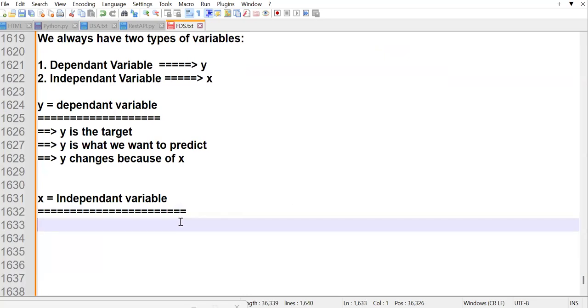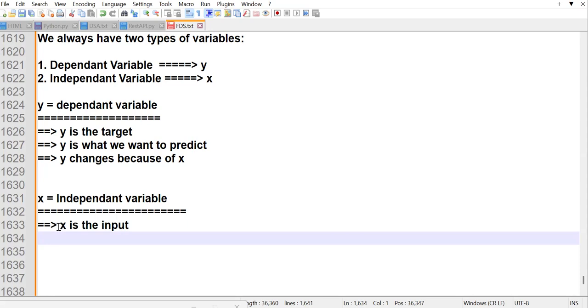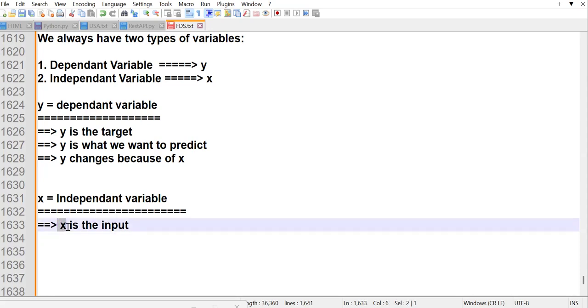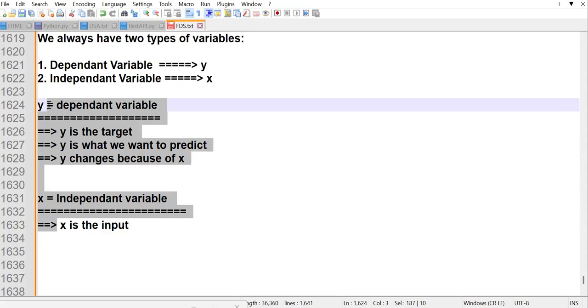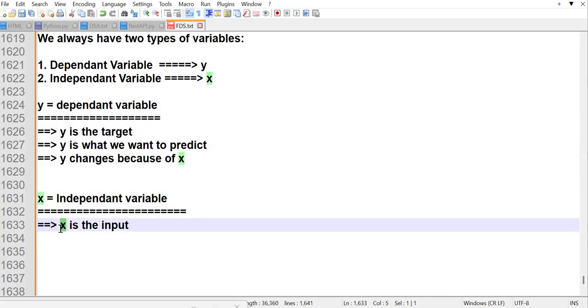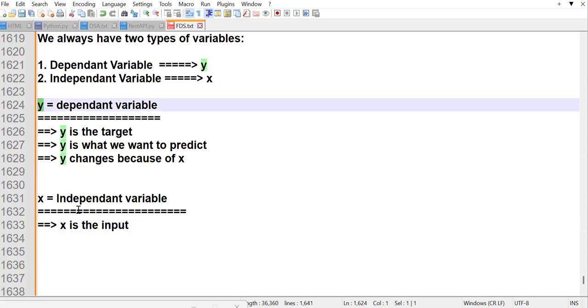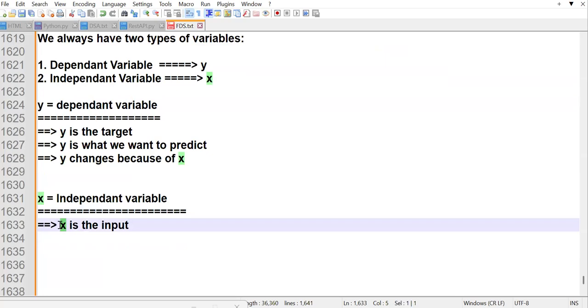So independent variable means x is the input. For example, you are studying 5 hours per day. What will be the y? Can you tell me what will be the y? For example, you are in 10th class and you are doing 5 hours of study. Y is the result. What will be the result? And let's suppose you are in 10th class, you are studying 8 hours per day. What will be the result? So result is y. So x is input.